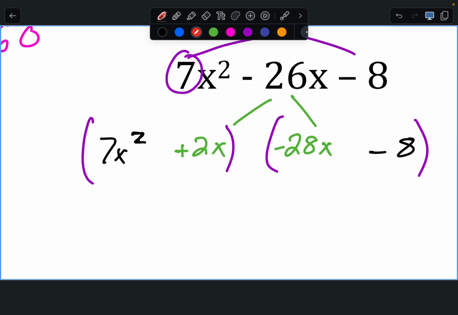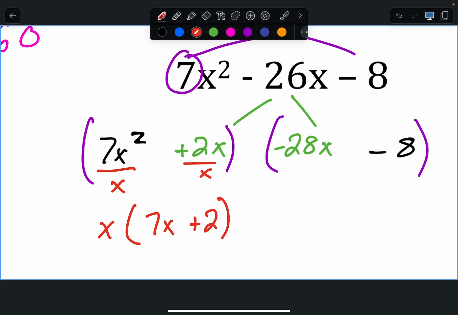What comes out of 7x squared and 2x? Just an x, right? 7 and 2 don't have any common factors, but they both have an x, so I'm going to take an x out of here. So I'm going to get x, and then 7x squared divided by x. There's 2 x's on the top and 1 on the bottom, so I'll just get 7x. And 2x divided by x is just positive 2.